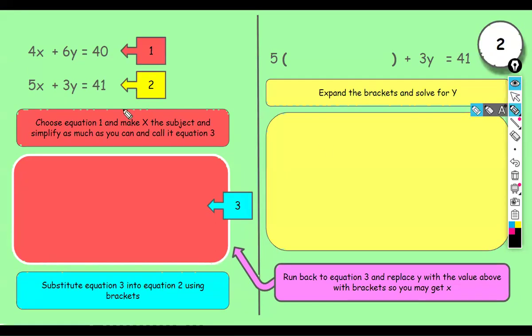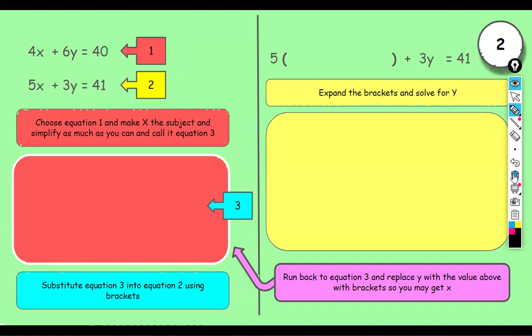So this is your simultaneous equations at the top of the page here. 4x plus 6y is equal to 40. The name of that equation, you usually call the first equation, equation 1. And the second equation is equation 2. And here is 5x plus 3y is equal to 41. Immediately, you see that you have two different types of letters. You have x and y. And how many equations do they give you? Obviously, 2. Now, the aim of the question is to solve for x and to solve for y.